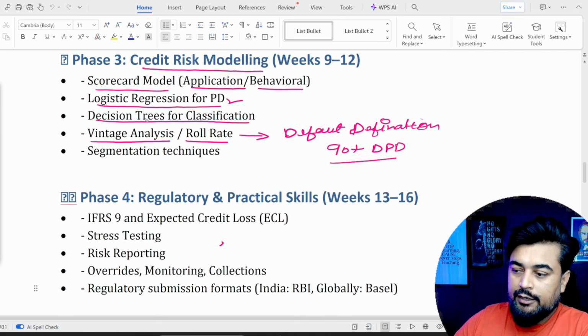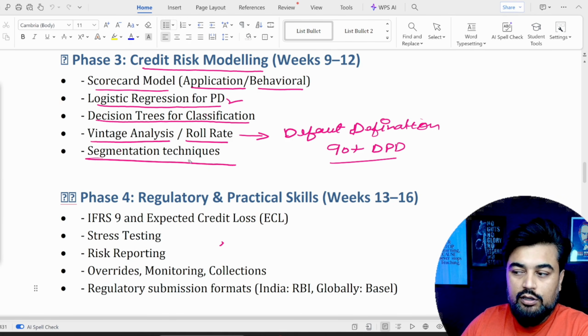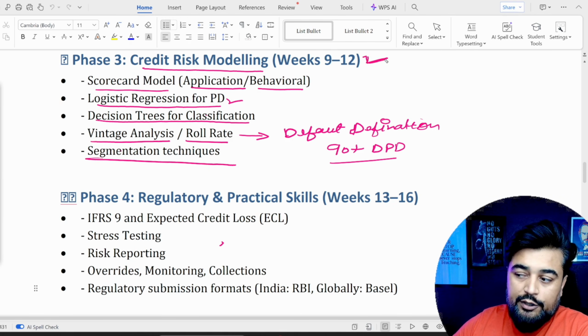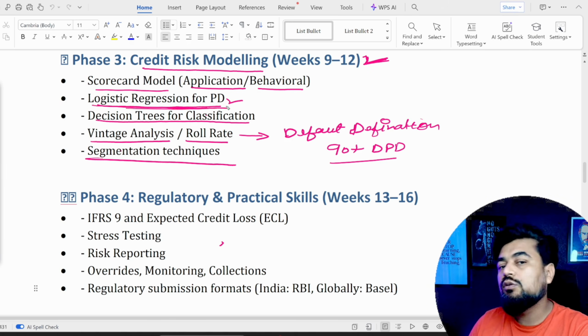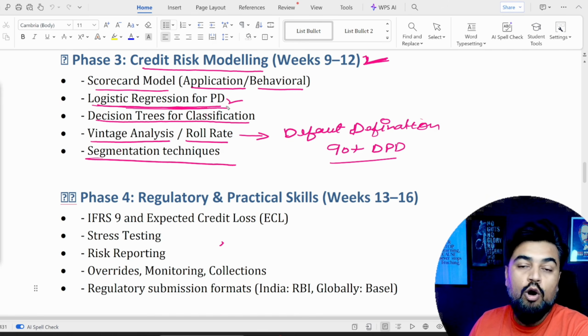Then segmentation technique, something you need to learn by the end of your 9 to 12 weeks. So this will take a couple of weeks, because logistic regression itself can be taken down into 3 to 4 days, and if you make a PD model and practice, it itself is going to take a whole week for you.